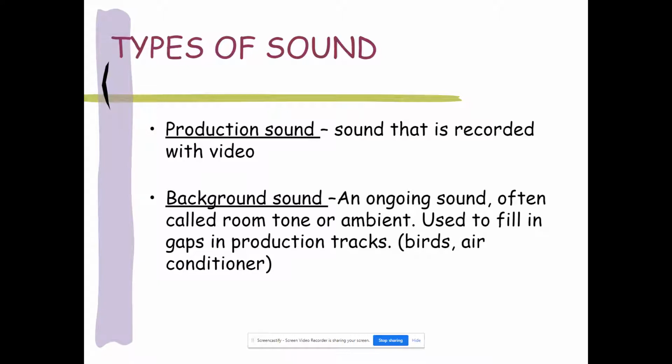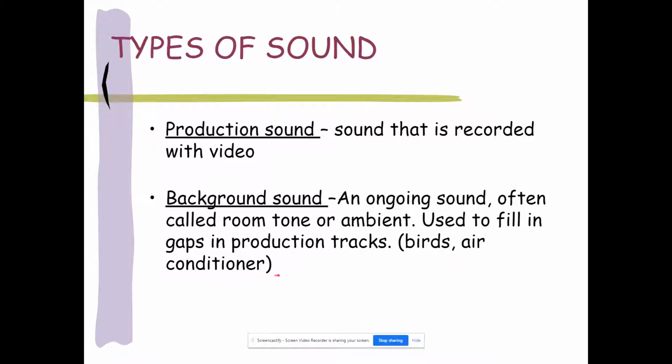Then we have background sound. Background sound is an ongoing sound, often called room tone or ambient. This is used to fill in gaps in production tracks. So if you're shooting a scene that takes place outside at a cemetery in the middle of the day, you might want to have a bird track, just a light chirping of birds going throughout the entire scene in the background. This gives continuity to the scene, and it also can mask any problems in sound that you have.